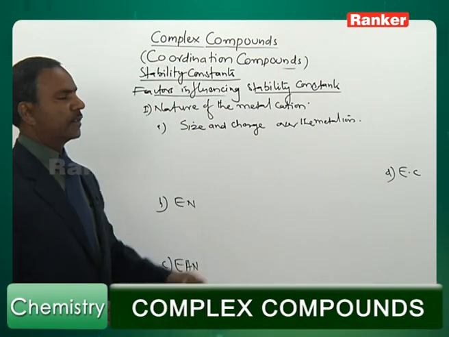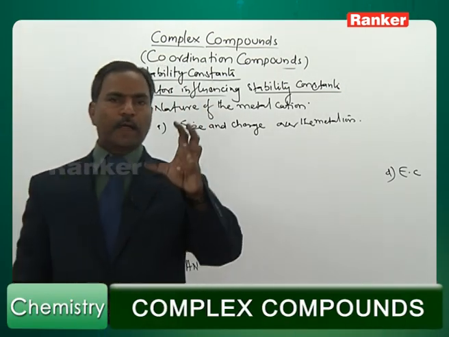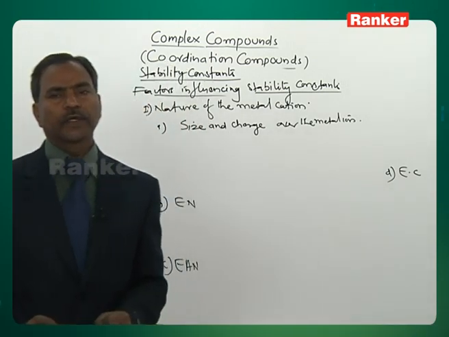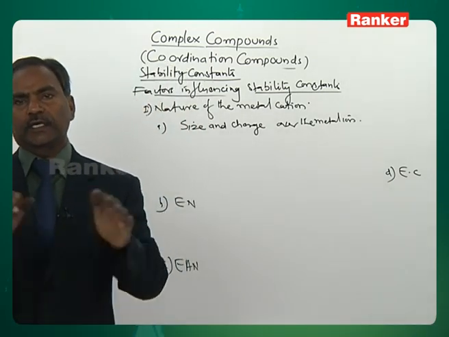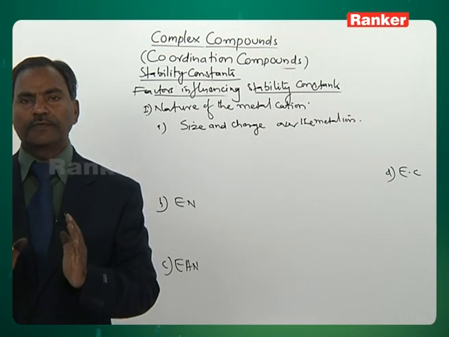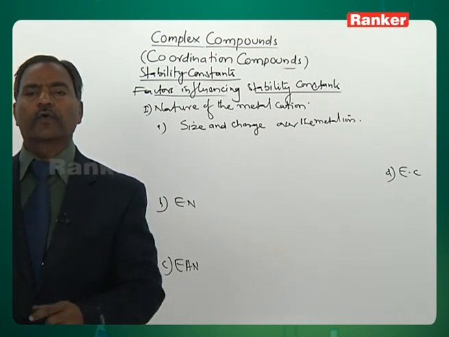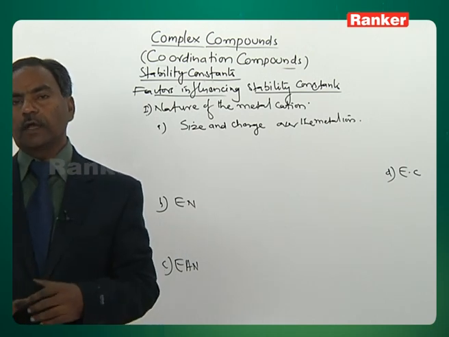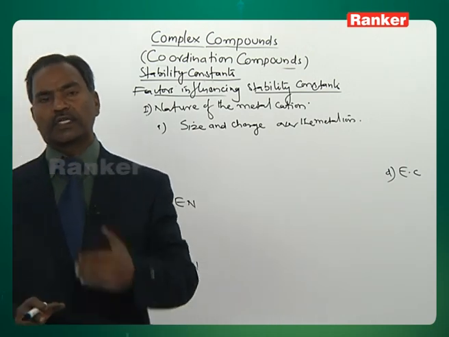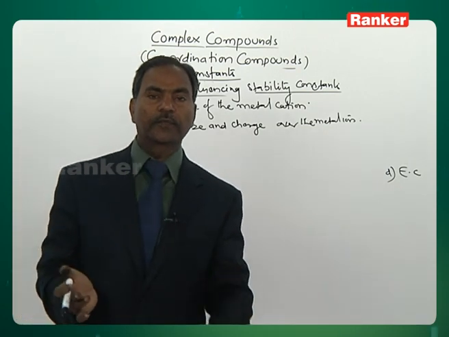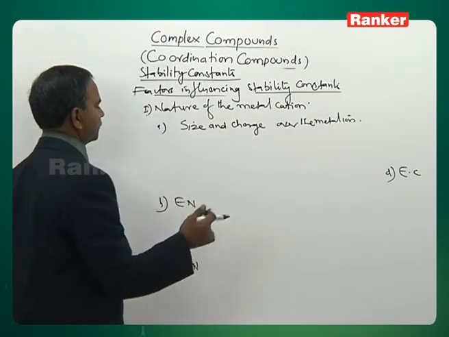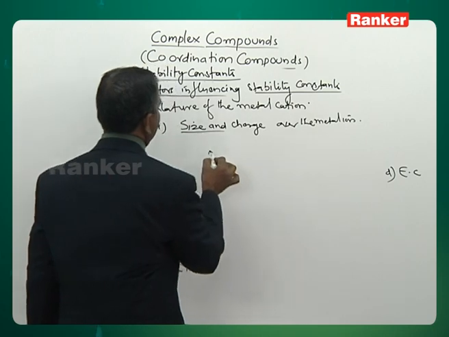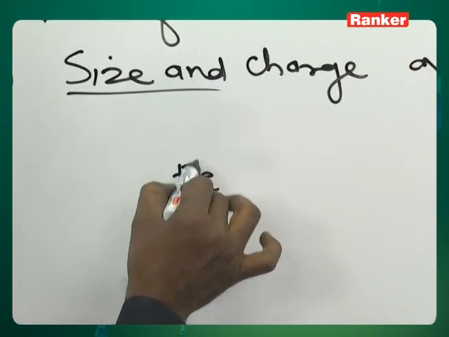This is the first one, size and charge. Remember, a metal cation with a smaller size possesses greater charge density, so it will show greater electrostatic force over the ligand. The strength of the bond will be high. Therefore, a metal cation with a smaller size possesses greater charge density and produces a highly stable complex. See how? What I said, a metal cation with smaller size.